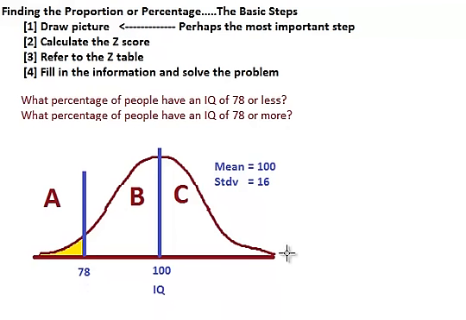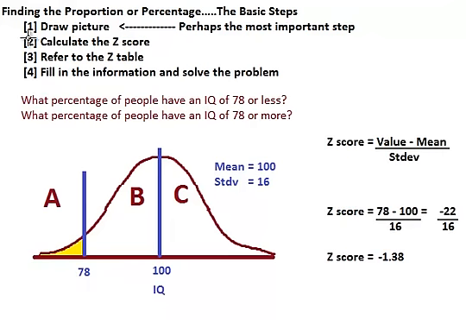Here's the distribution in its fullness. Here's the proportion of people that we're interested in. We know that this is not going to be a large group of people. It's less than half of the people. And now we just got to figure out what area corresponds to this area that's shaded in.